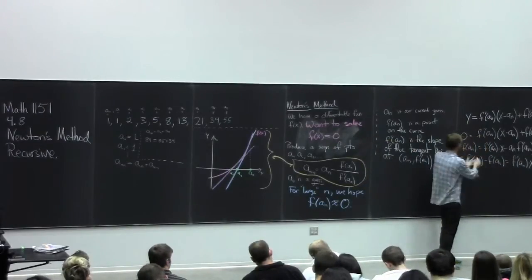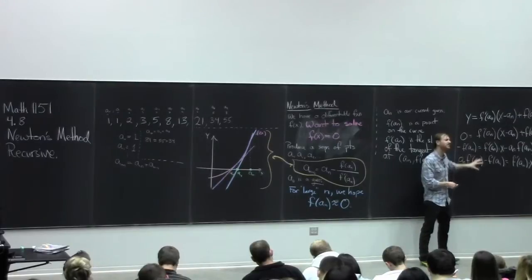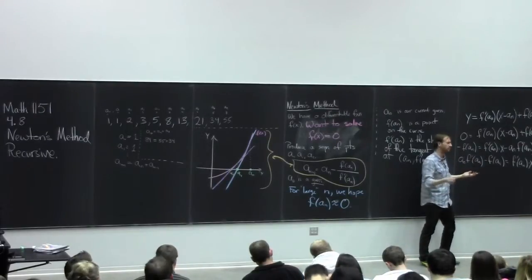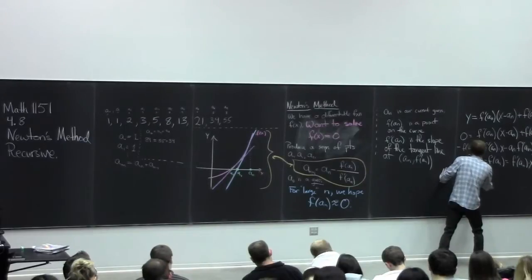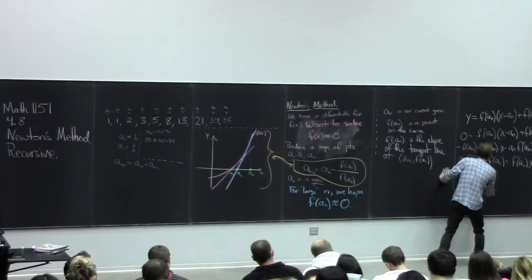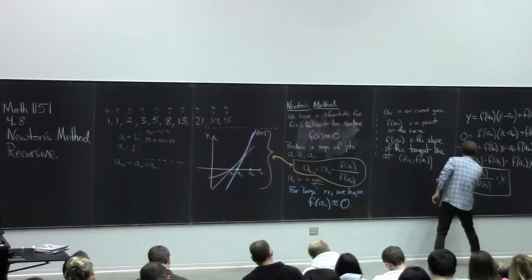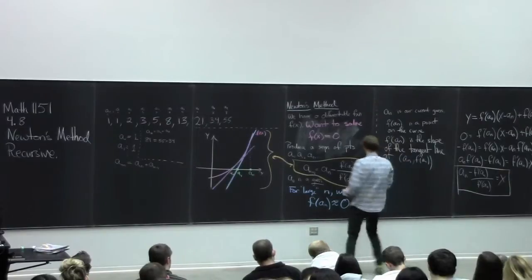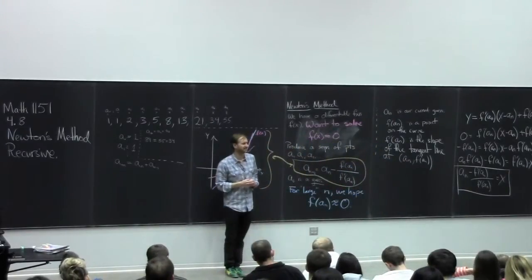And when I divide both sides, look, this is going to cancel, right? This is going to cancel, assuming the derivative is non-zero. Then we can divide. So, we're going to get a_n minus f of a_n divided by f prime of a_n is equal to x. And this is our next guess, and I didn't lie to you yet.